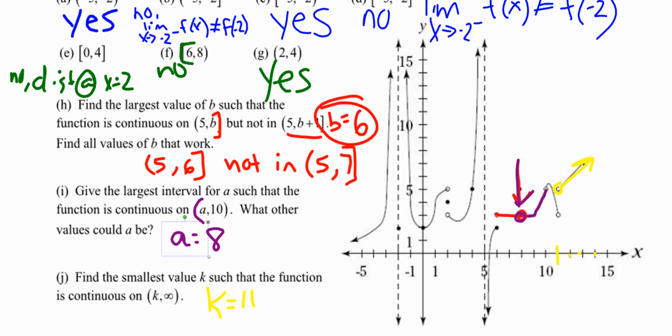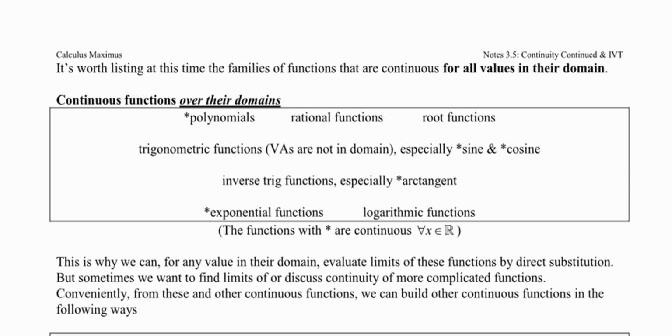All right, let's keep going. Let's talk about continuous over their domain. That's another way of wording something. So, like arctangent, they're continuous for all real numbers, exponential functions, sine and cosine polynomials.